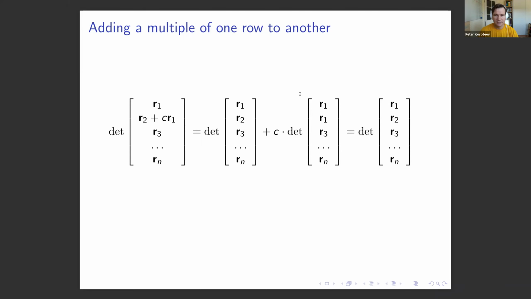But because this matrix has two repeated rows, R1 and R1, as we discussed, this determinant will vanish. Therefore, the determinant will not change if we do a linear combination of the rows.